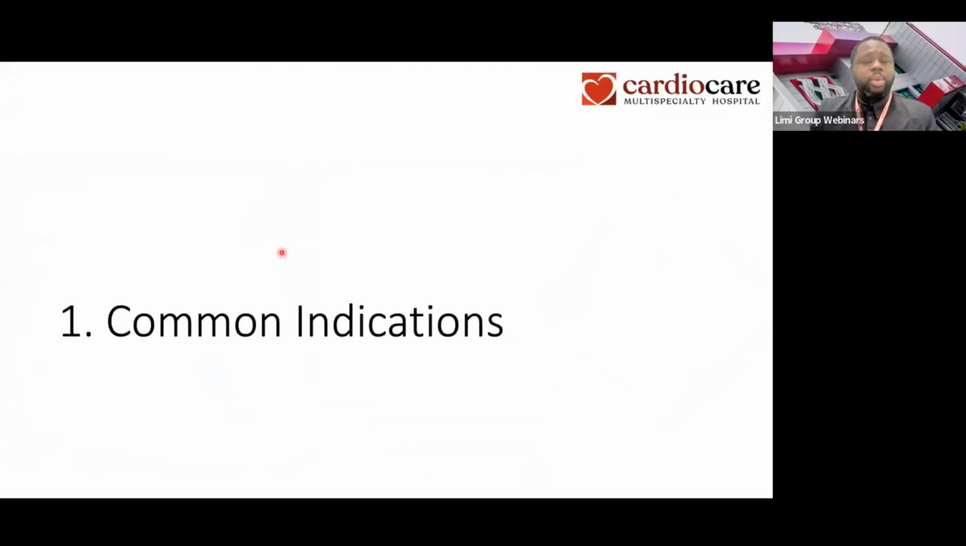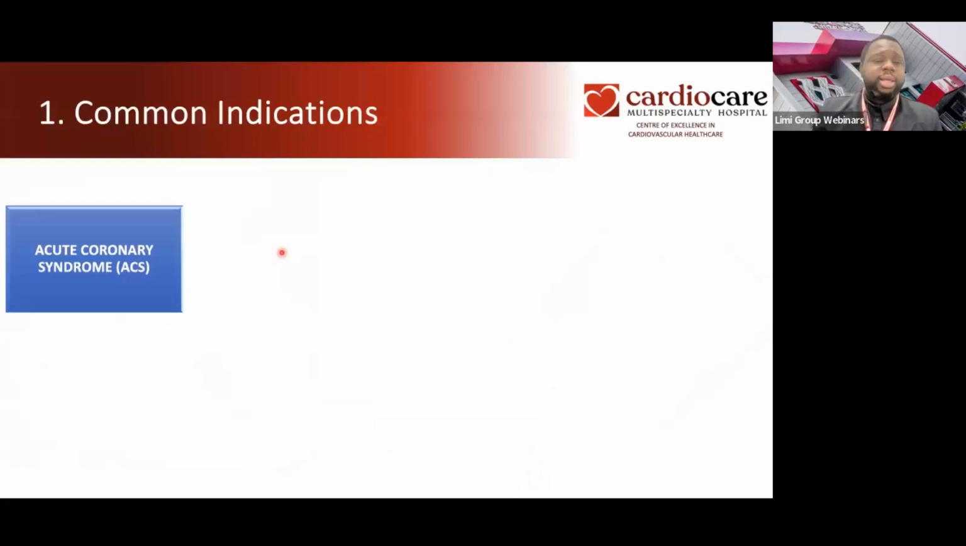All right, so number one, how do we go about it? We're going to go through these 7 steps, and I expect that you will be very well highlighted. So number one, what are the common indications? The first and most common indication is an acute coronary syndrome. Patient presenting with ongoing chest pain.